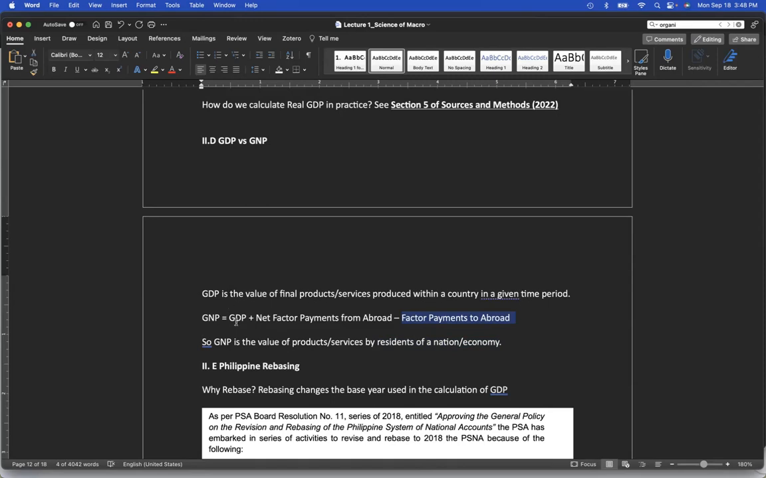Because GDP doesn't care about the ownership or the citizenship of the factors of production. It cares only about whether the output was produced within that country. So that's why there's a difference, right? GNP is all about the identity of the factors of production. So it has to be the value of products and services by residents of a particular nation or economy.